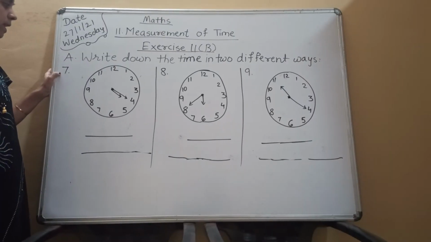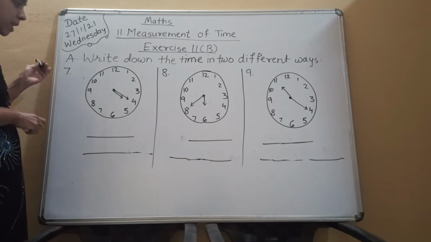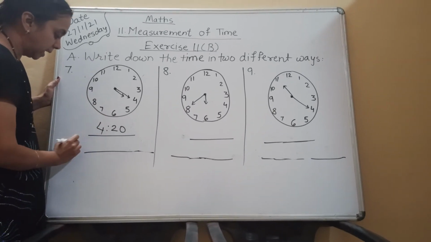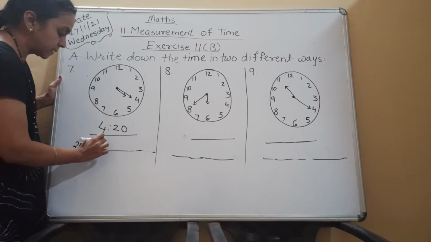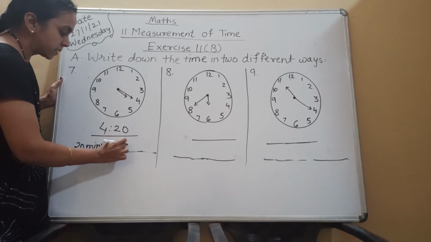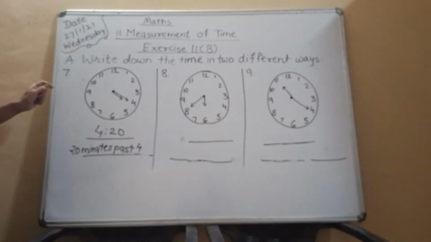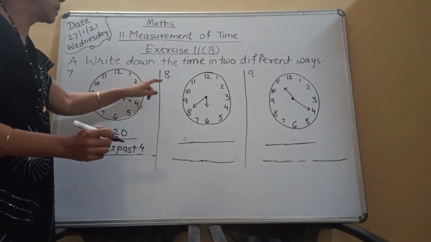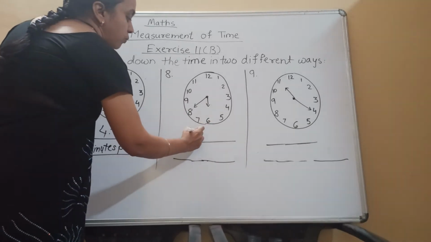Now see seventh example. What time is it? It is 4:20. So you write down here 4:20 and write down 20 minutes past 4. 4:20 मतलब 20 minutes हो गए. Now next example, eighth example. What time is it? It is 5:40.